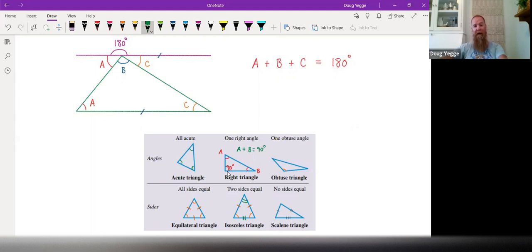And finally, any other triangle that has no equal angles, no equal sides, we refer to that as a scalene triangle. Okay, so nonetheless, any triangle that we have, we should recognize, no matter what type of triangle it is, that the sum of the angles inside will always equal 180 degrees.